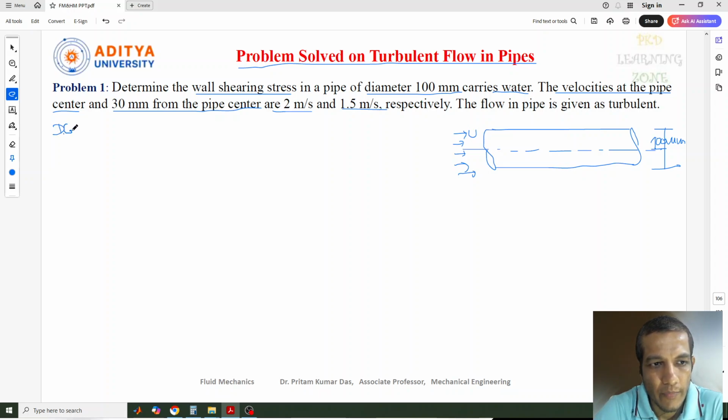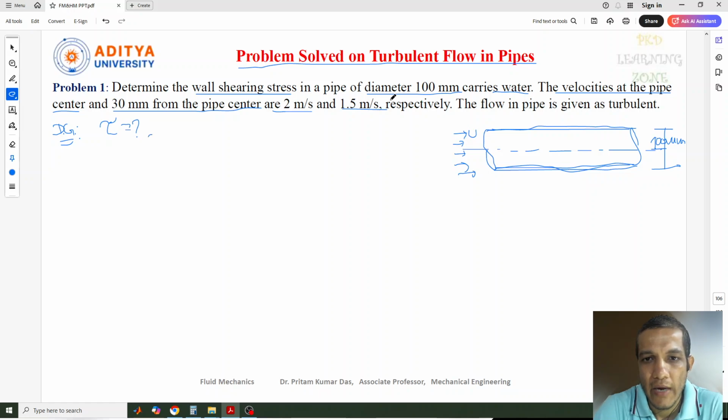This is about the pipe. The data given: determine the wall shearing stress. So in the first line itself, it is asked to calculate the shearing stress at the pipe wall. This is one wall, this is another one. That means the pipe surface. So at this point, we need to calculate the wall shearing stress, that is, we need to calculate tau.